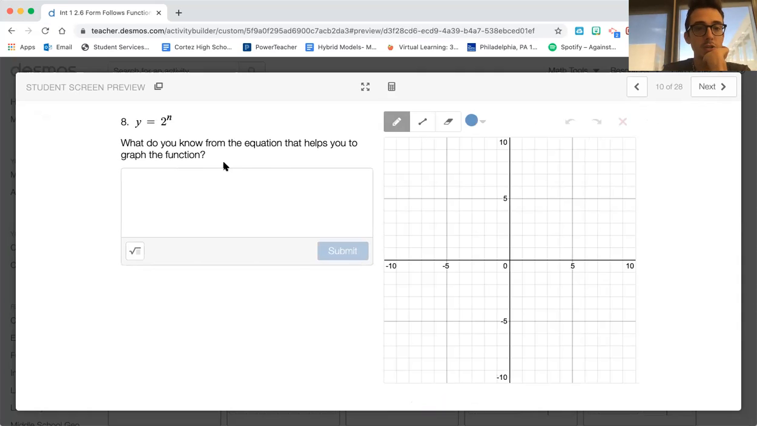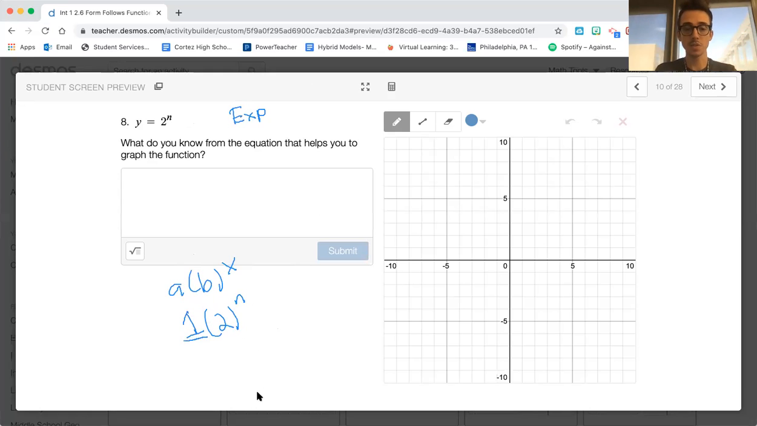What do you know from the equation that helps you graph the function? I know that this is a few things. I know that this is exponential. I know that, well, it doesn't have parentheses. Normally we have a times b to the x, but this just has 2 to the n. What's normally right here? It's normally our starting value, but in this case, it's not written, but we can assume it's just 1. So that might be something interesting to mention.